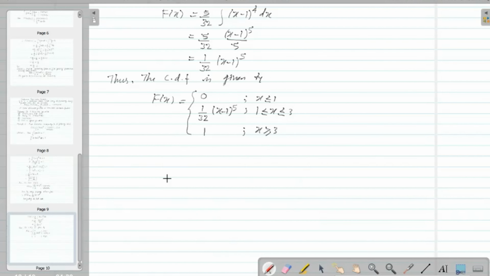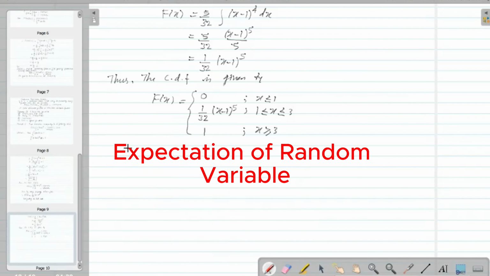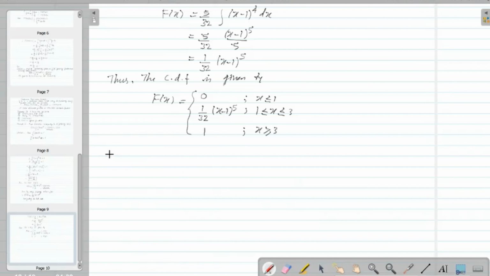Okay, now we will go for the next topic, that is the expectation of a random variable, which is also a very important topic for you. Expectation. Sir, will this come in the term test? Everything will come, as far as it gets completed, all will come. Expectation of a random variable.